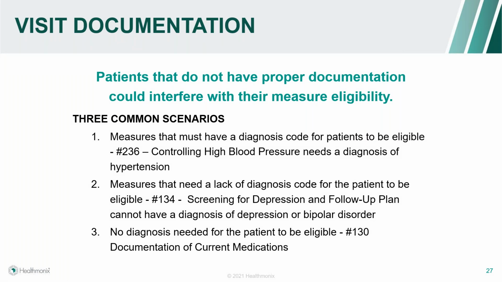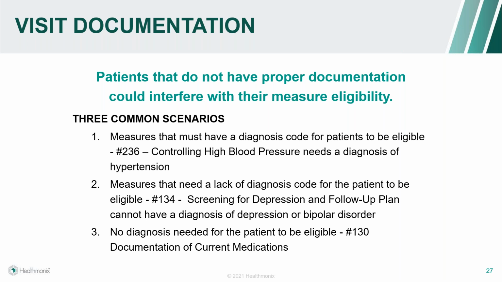So when it comes to proper documentation, I mentioned earlier it could interfere with their measure eligibility. There are a couple of common scenarios that I've seen through my time working with providers. So there are measures that need a diagnosis code for patients to be eligible. So you have measure number 236. You need to have a diagnosis of hypertension for you to have that. Well, if you did the work and if you checked their blood pressure and so forth, but you didn't put the diagnosis of hypertension, you would never get credit for that patient that you're doing work for.